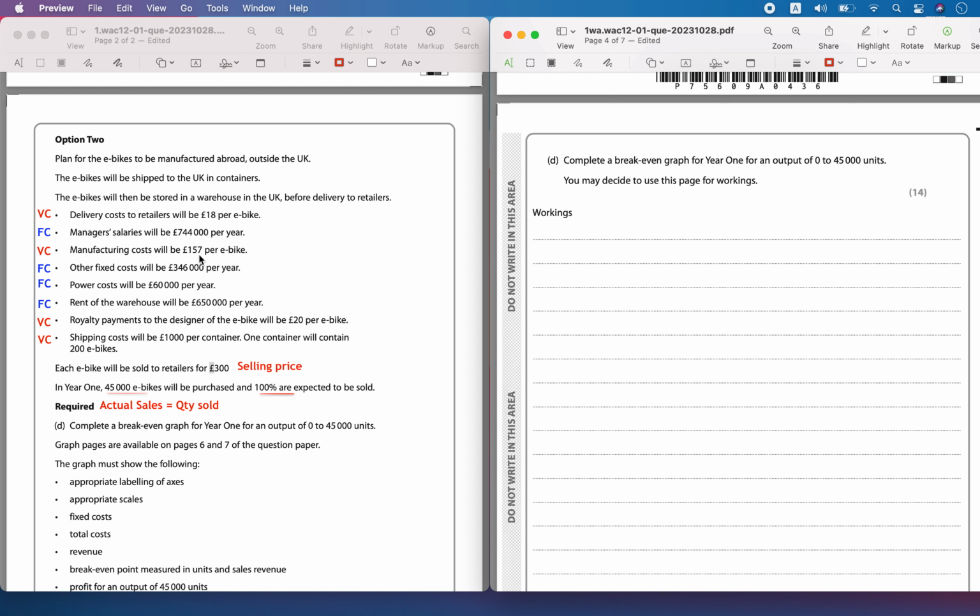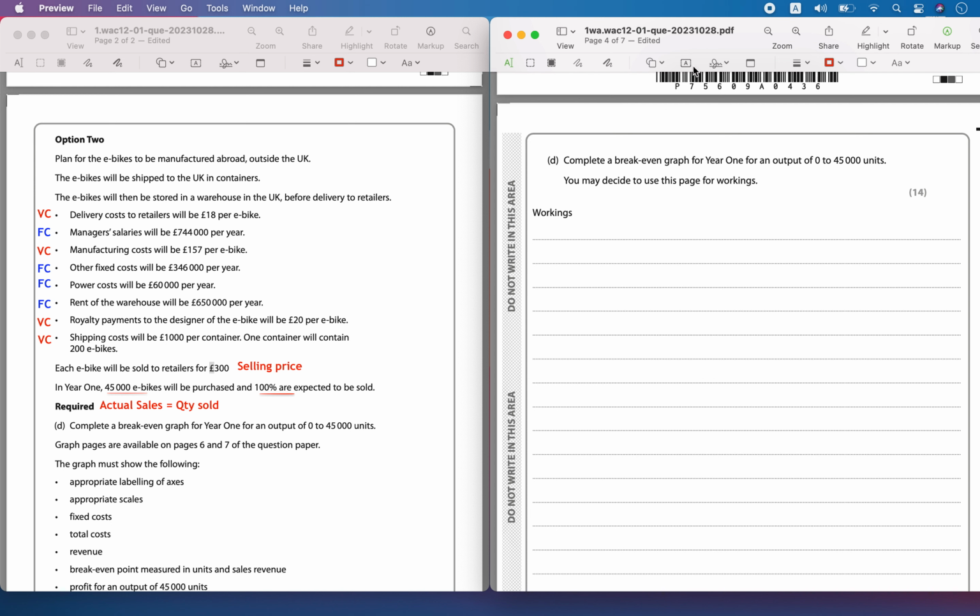Next one is the manufacturing cost. It will be 157 per e-bike. It's a variable cost because it is dependent on the e-bikes produced. Then the other fixed cost, which has already been said to be a fixed cost. Then you have the power cost, 60,000 per year, and the rent, which is again fixed, not dependent on the number of e-bikes produced. Then royalty payments are 20 pounds per e-bike, which is a variable cost. And in year 1, 45,000 bikes will be produced and 100% are expected to be sold.